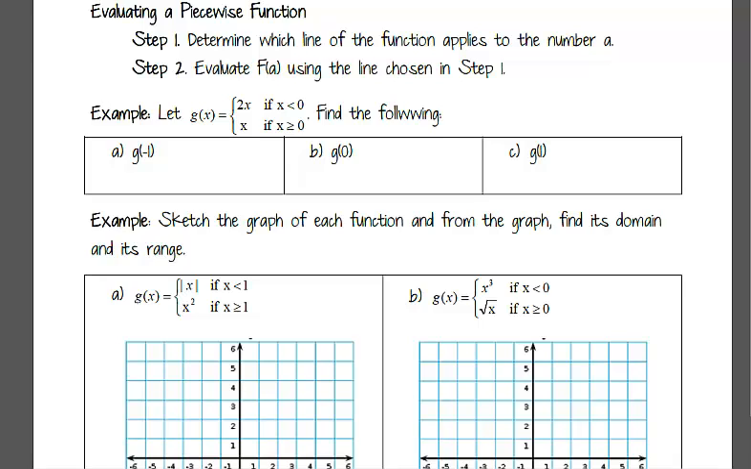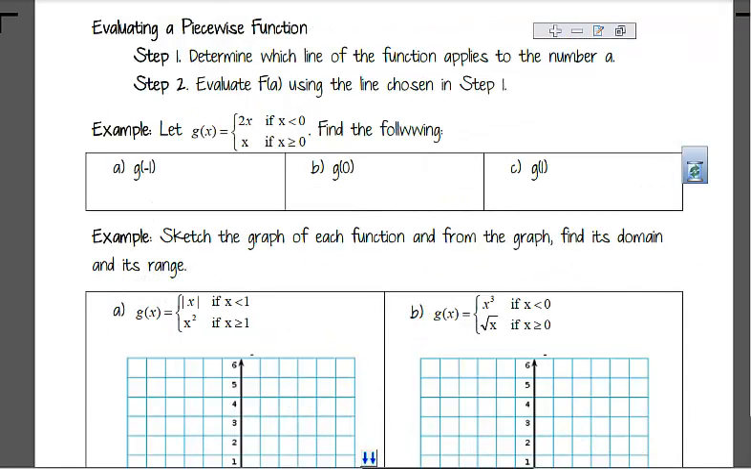So we want to find these values. If I'm looking at g of negative 1, which line am I going to use, the first or the second? The first, okay? We use the first part if x is less than 0. Negative 1 is less than 0, so I'm going to say 2 times negative 1, or negative 2. All right, what about g of 0? We're going to use the second, right? Because it's defined for x greater than or equal to 0. So g of 0 is 0.